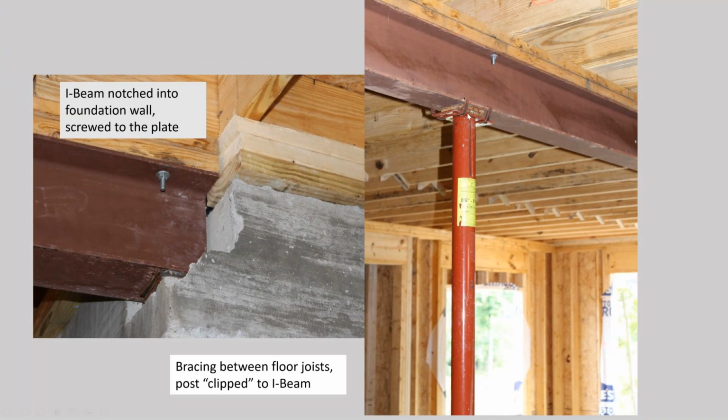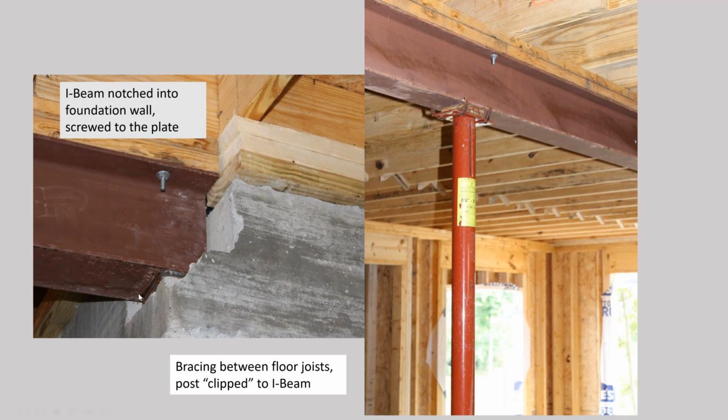It is clamped onto the I-beam, and then you can see that they have screwed the plate, which is holding up the floor joists on the next level. They have screwed that plate to the I-beam no differently than they screw the sill plate to the foundation wall. Everything's secure. This is a close-up of how that I-beam is notched into the foundation.